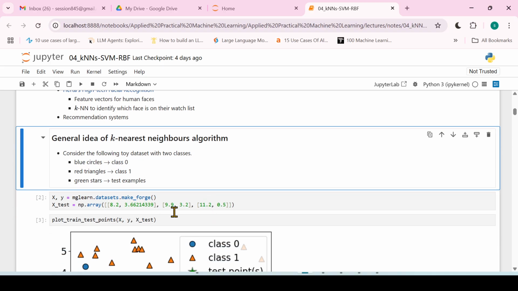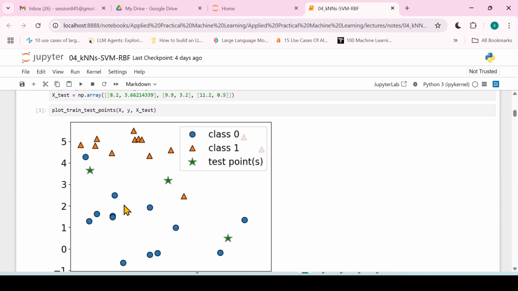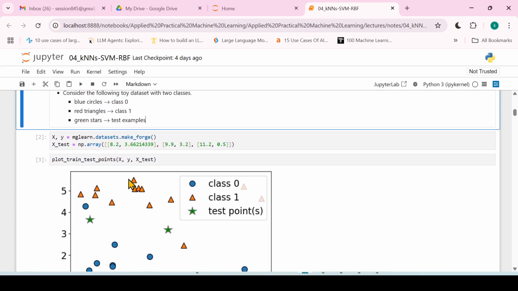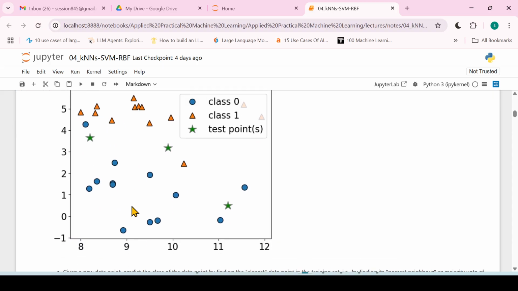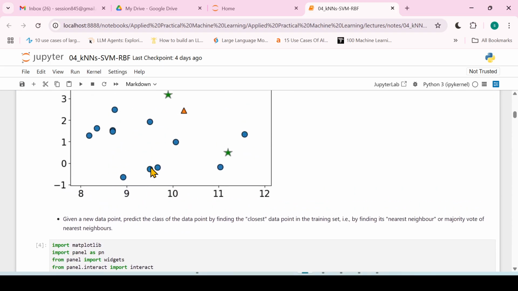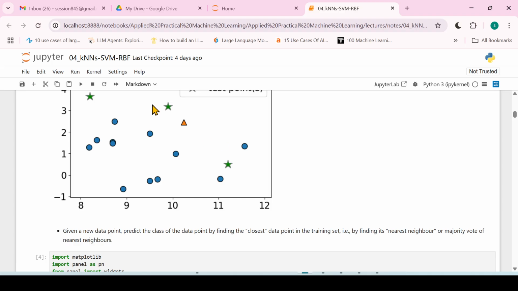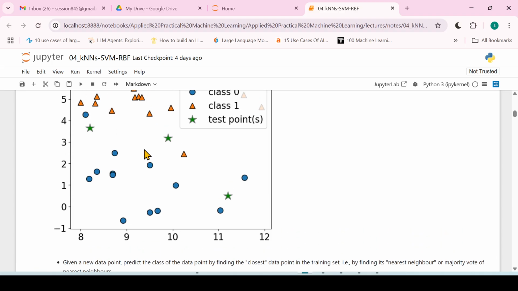Here we have this toy example where we have a blue circle and a red triangle. Consider the blue circle as class 0 and the red triangle as class 1, and we have three green stars, which are the test points. Now we want to predict what the class would be for all these test examples.